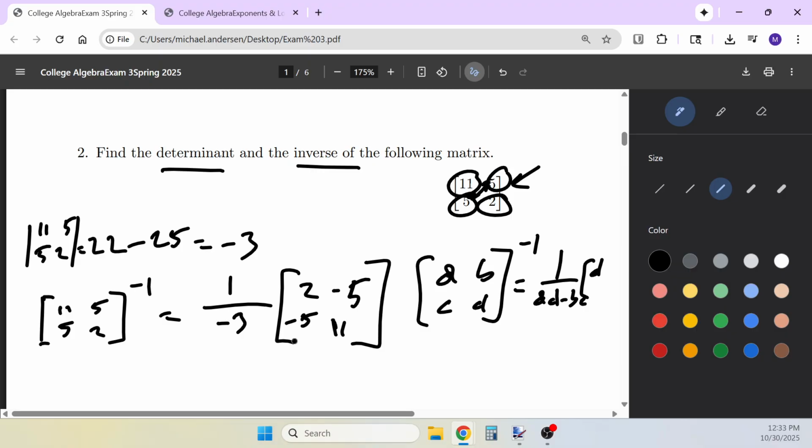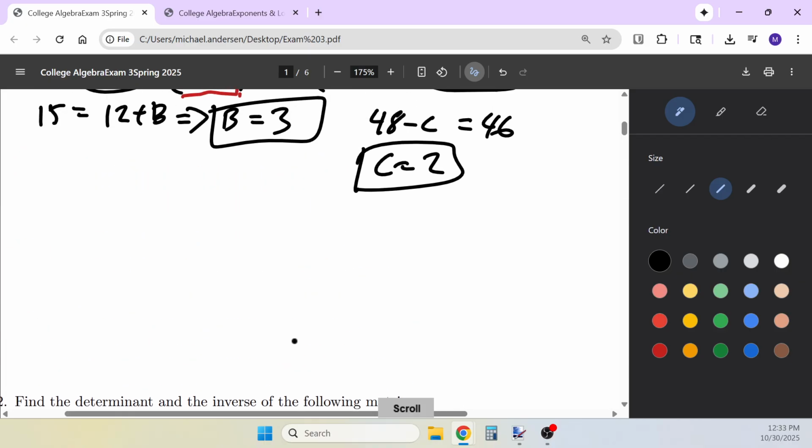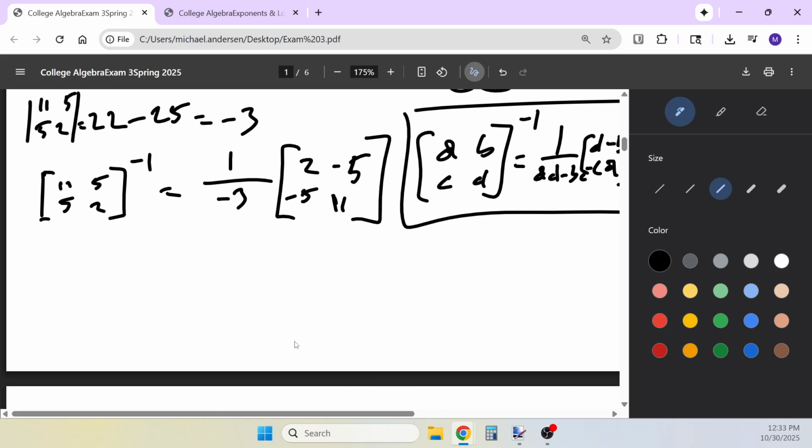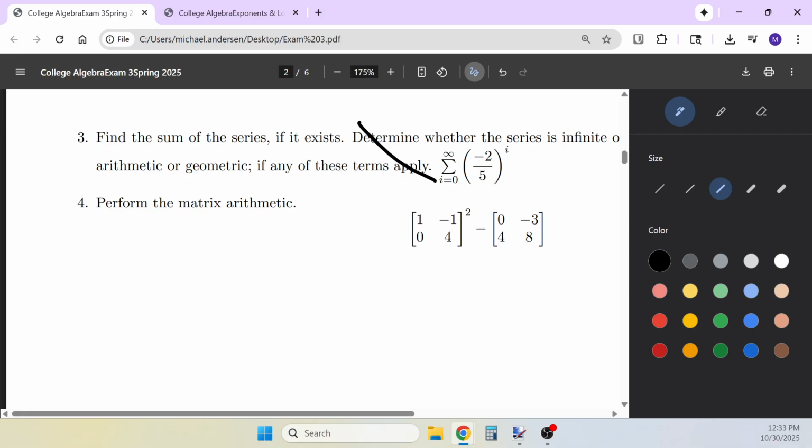We are not having series on the test. That's going to be in November.